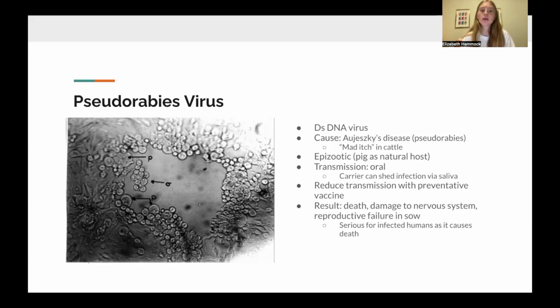So, again, as one considers how their management style will be in the swine unit, it's important to maybe implement plans that contain these preventative vaccines for these more common pathogens, or pathogens that might have a great effect on the animal or a handler. Some results are damage to the nervous system, death, and reproductive failure in the sow specifically. And it can be serious if humans are infected as well, as it can result in death.